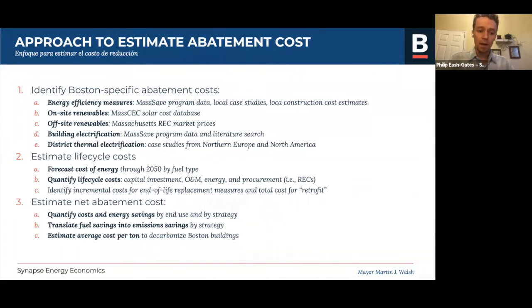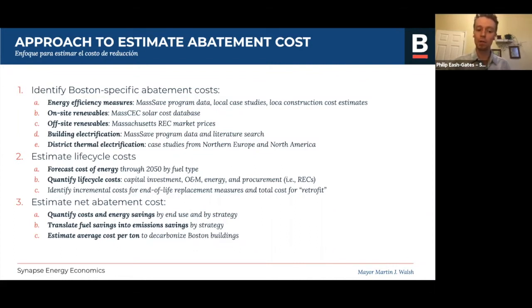Next, we've quantified the life cycle costs associated with these changes in the buildings, looking at the capital investment required to upgrade the buildings, impacts on operation and maintenance of the buildings, costs of energy, and then procurement of offsite renewables, et cetera. And then we're rolling all of that up to estimate the net abatement cost for all of these buildings, so that there are some benefits. It's not exclusively costs, but also quantifying the benefits.